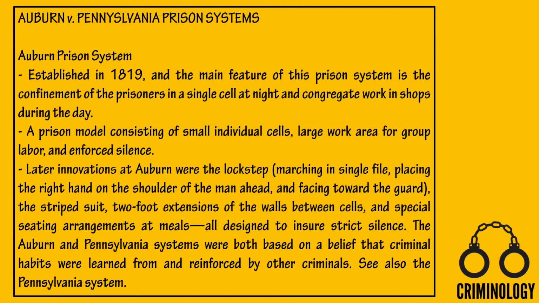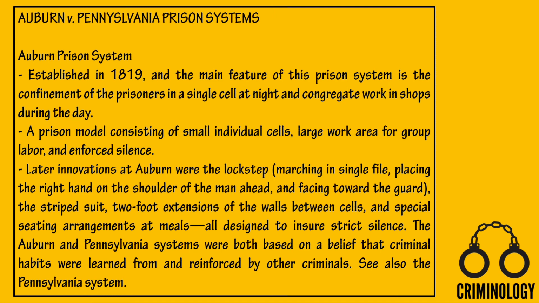Now, let's go to the difference between Auburn versus Pennsylvania prison system. Pag sinabi nating Auburn prison system, it was established in 1819, and the main feature of this prison system is the confinement of the prisoners in a single cell at night and congregate work in shops during the day. So, ibig sabihin si Auburn prison system, sila ay confined in a single cell pag sila ay natutulog, and sila ay maghahalo-halo to congregate work in shops during the day.